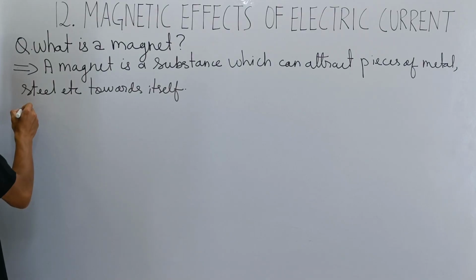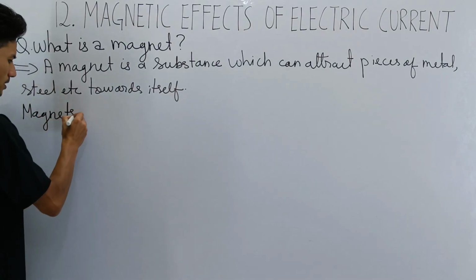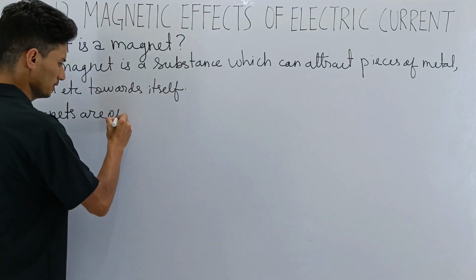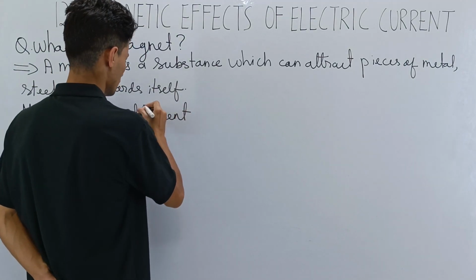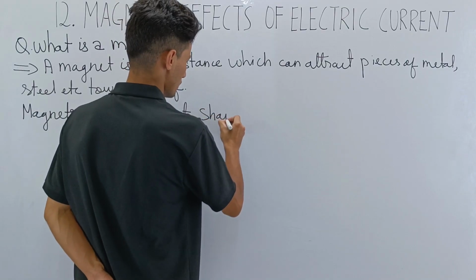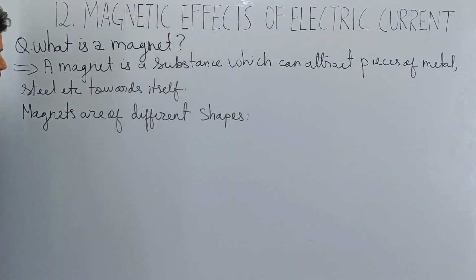Next, magnets are of different shapes. So let us have a look at the different shapes of magnet.